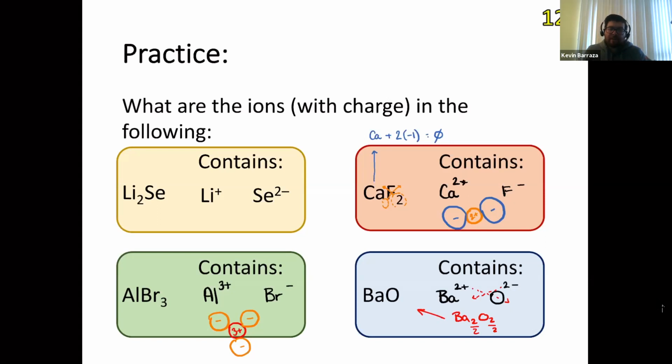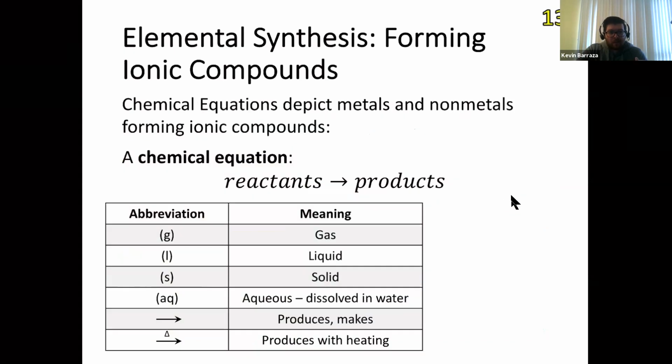So now that we know how to predict the formula of ionic compounds, we can go ahead and ask, well, how do we make ionic compounds in the lab? So what would be the recipe to make them? If I had, say, calcium and fluorine available, how would I come up with a recipe to put them together? And so for that, we're introducing, for the first real time, chemical equations.